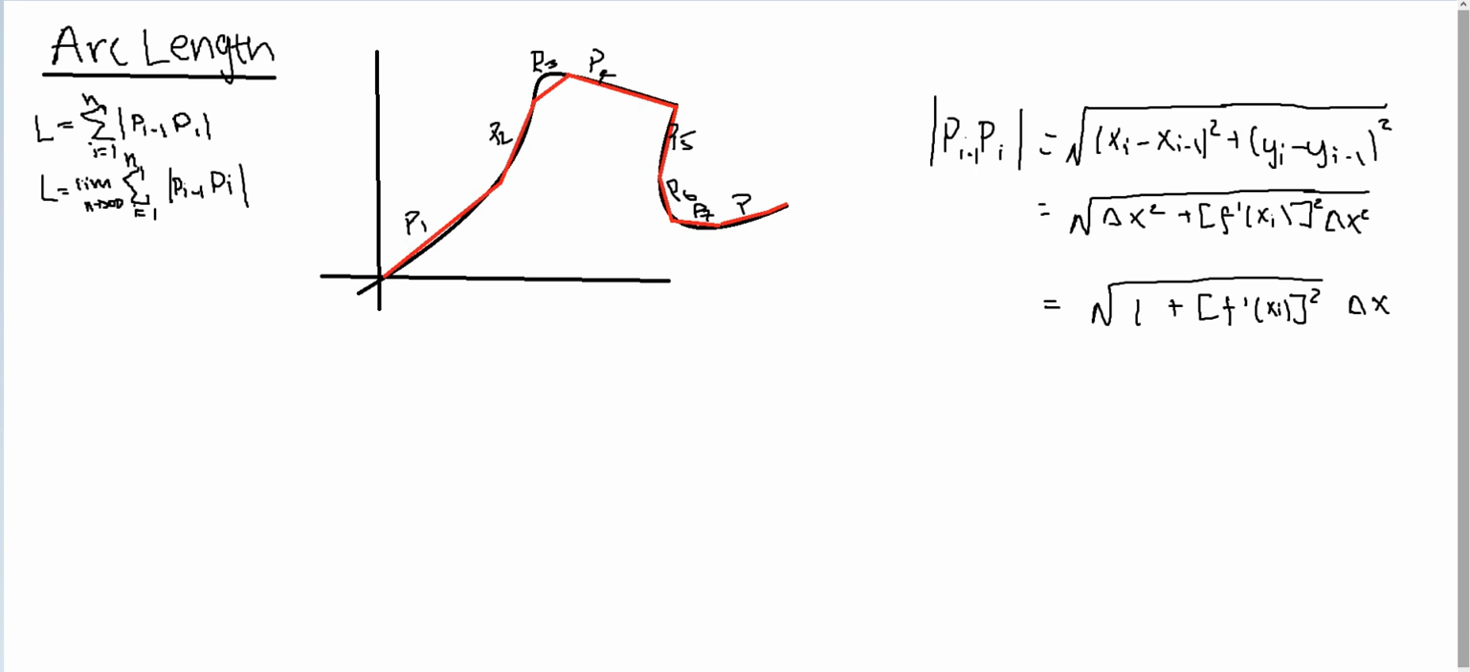L is equal to the limit as n approaches infinity of the sum from i equals 1 to n of |P_{i-1}P_i|. As you can see to the right of the definition, there is a depiction. We're going to say that this is the y-axis and this is the x-axis. There's a depiction of a function.